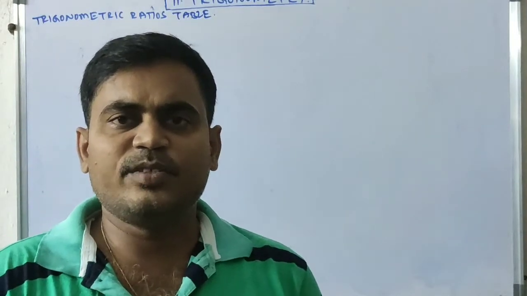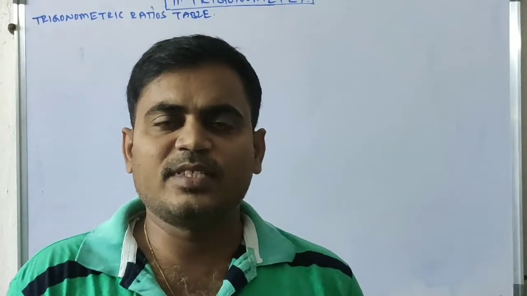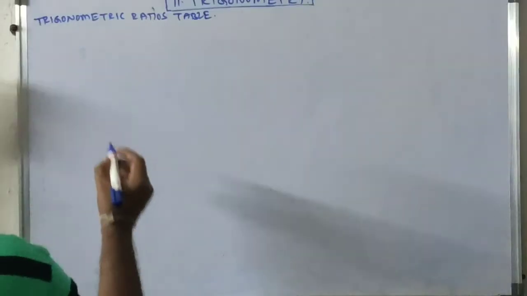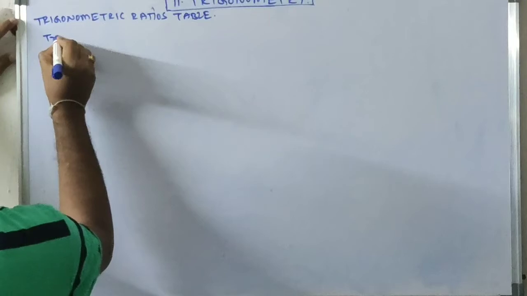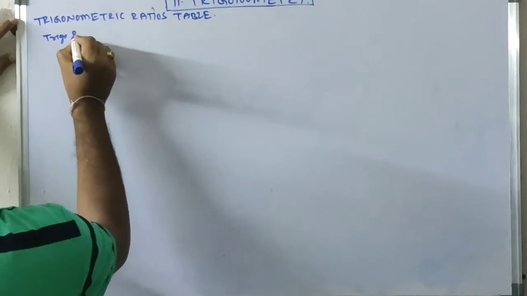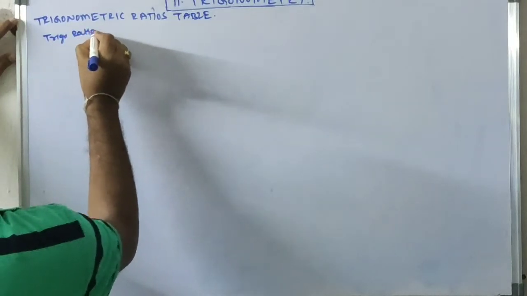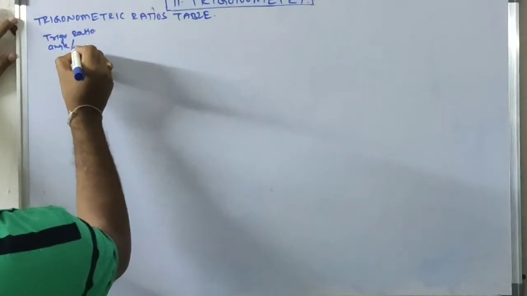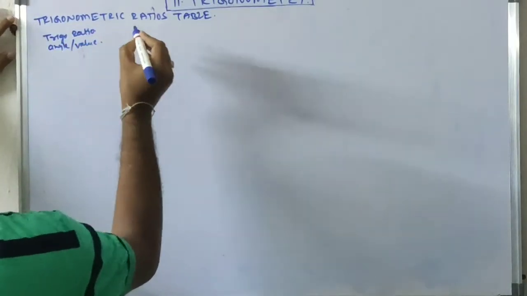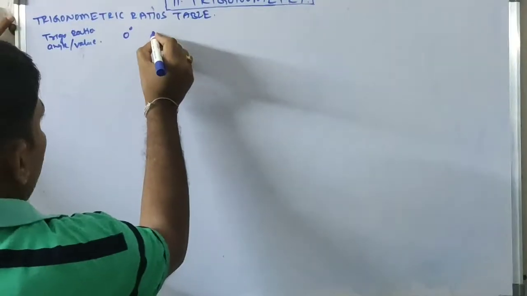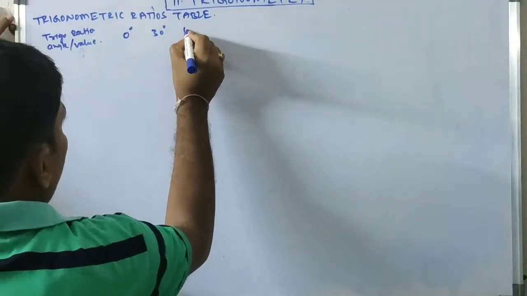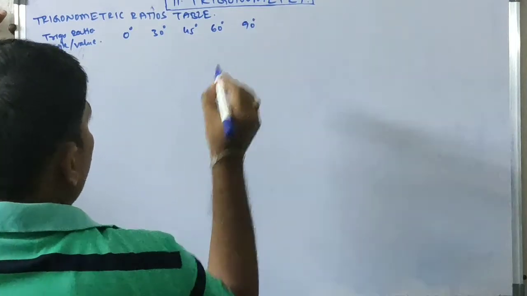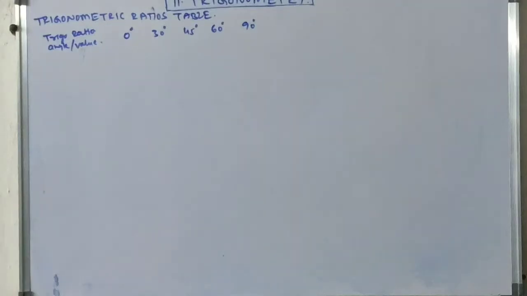Trigonometric ratios corresponding to special angles, related table. So first, trigonometric ratio, angle and value: 0 degrees, 30 degrees, 45 degrees, 60 degrees, 90 degrees. So these are the corresponding angles.